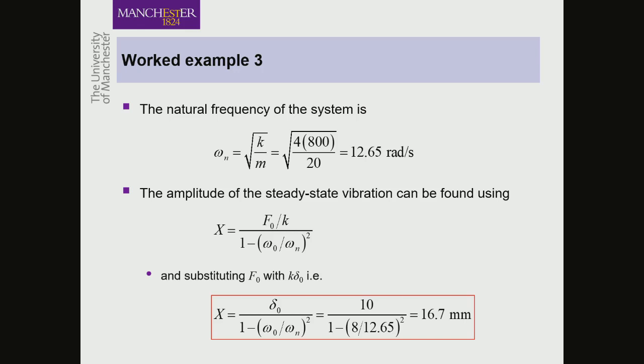It was in our last lecture on Monday. We derived this equation and you can see that this is a function of our frequency ratio as well. And we just substitute the given values and you can find that x, the steady state amplitude, is 16.7 millimeters.